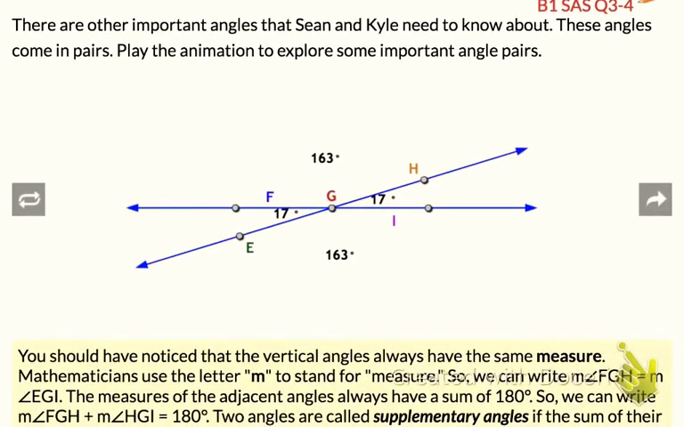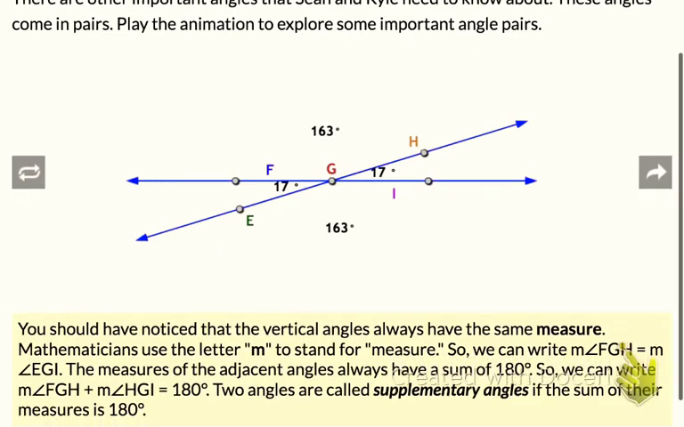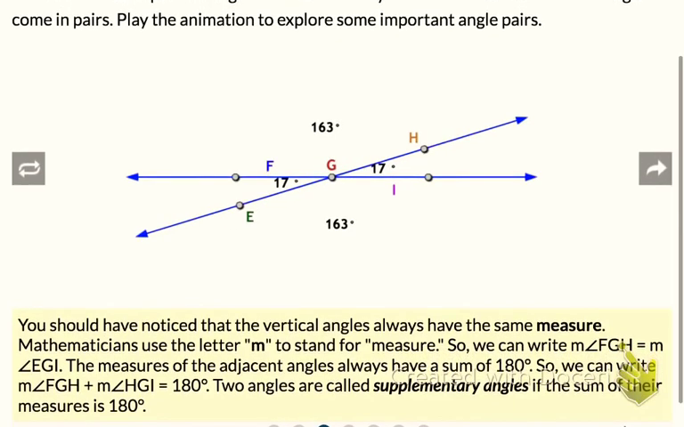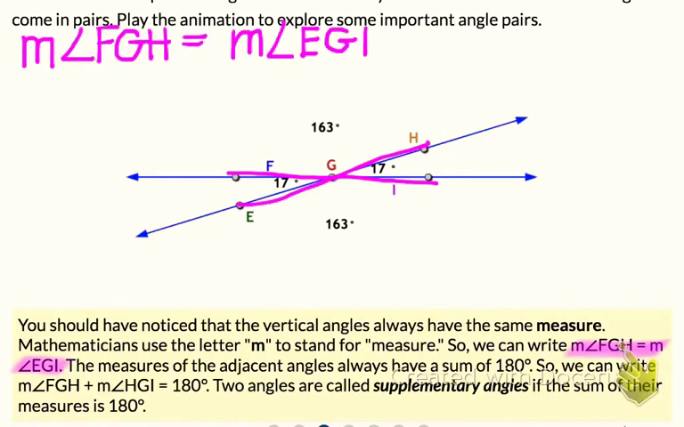You should have noticed that the vertical angles always have the same measure. Mathematicians use the letter M to stand for measure, so we can write measure of angle FGH is equal to measure of angle EGI. And then the measures of the adjacent angles always have a sum of 180. So that is what that looks like. But then the second part goes on to say that the measures of the adjacent angles always have a sum of 180.